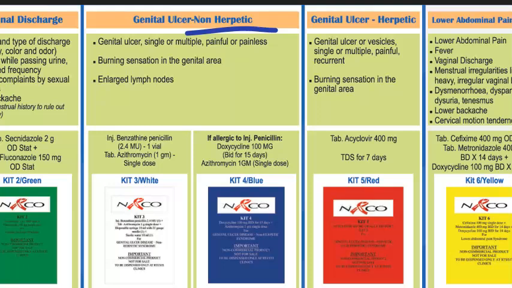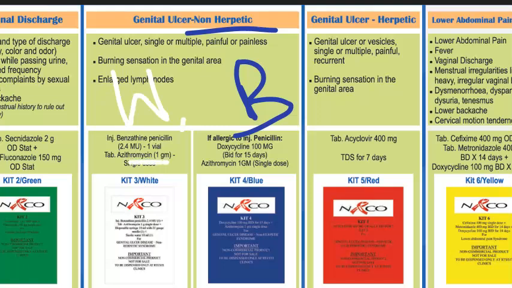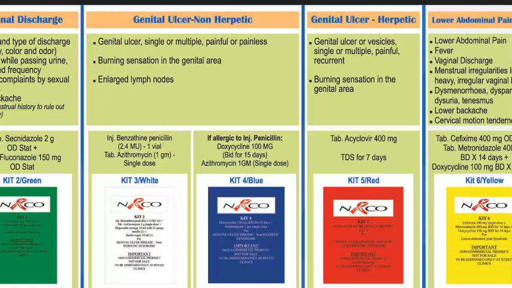Here it can be painless or painful. Okay. So the white kit is having what? It is having penicillin. Okay. Benzathine penicillin injection and azithromycin. Okay, azithromycin single dose they are saying. So then why is the blue kit there? If they are allergic to penicillin, then they are talking about the blue kit, which has doxycycline and azithromycin again. Okay, so instead of the penicillin, they have given doxycycline. Okay, so what is there here for non-herpetic? They are talking about benzathine penicillin, azithromycin and doxycycline.